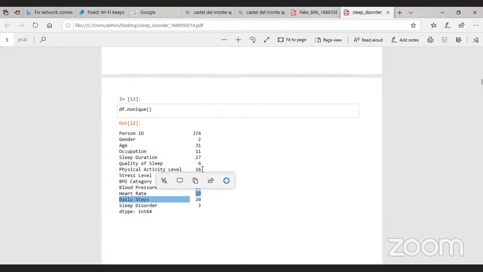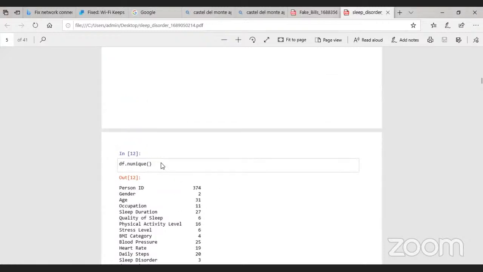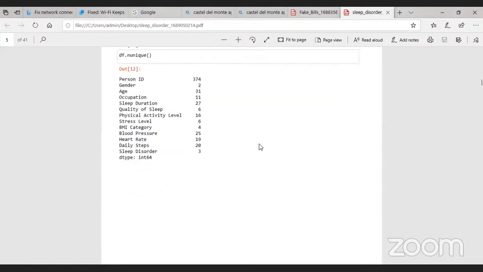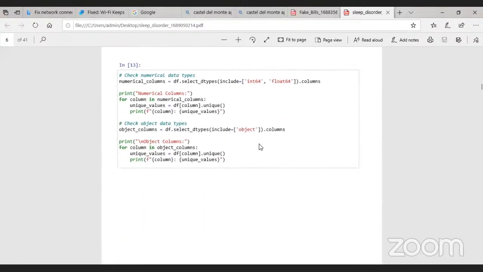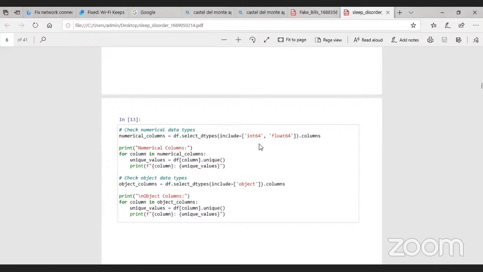Sleep duration has 27 values, and accordingly blood pressure, sleep disorder, and everything. The data type is int64, because we're giving a number for everything. Even though there are categorical values, we're trying to measure how many unique values are present. Once I am able to see which unique values are present, okay, guys.